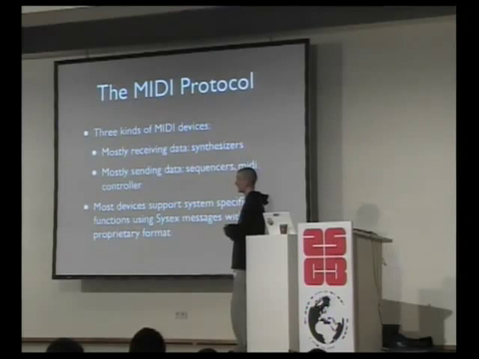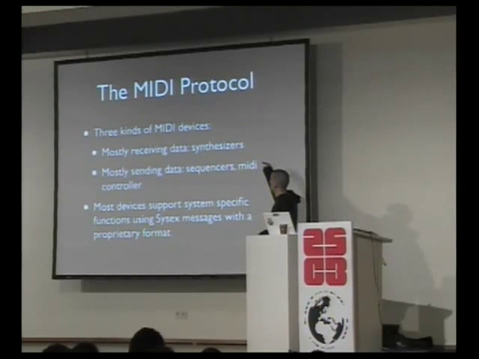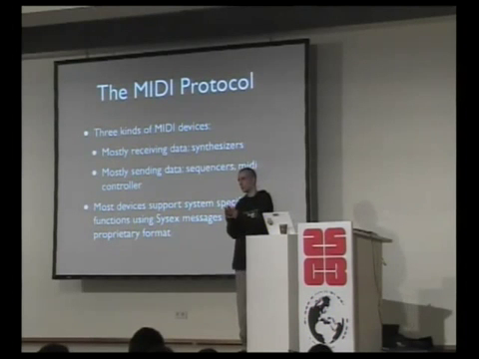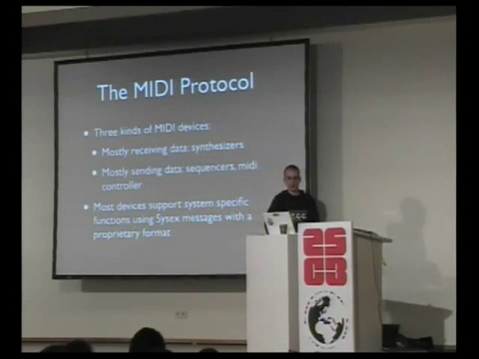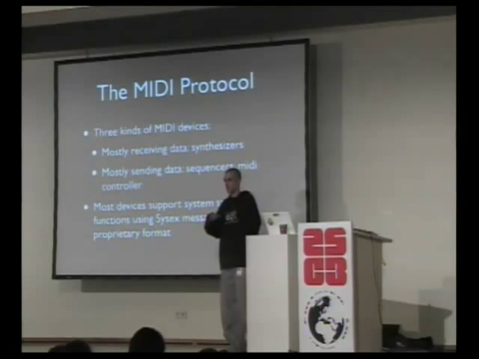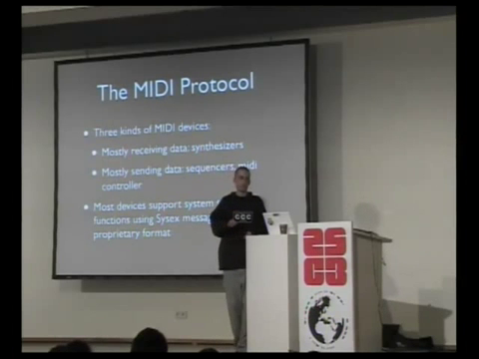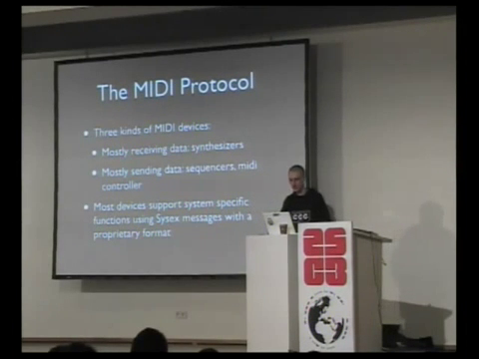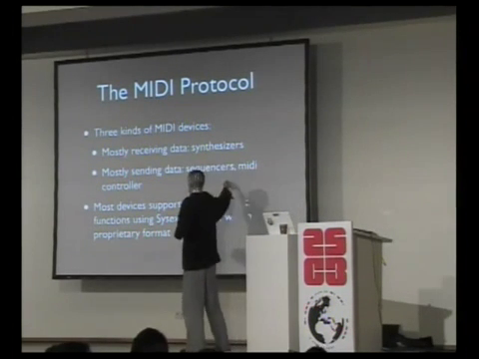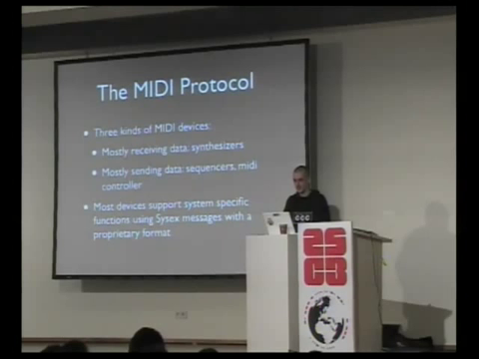And in a MIDI studio, like an electronic music studio, you usually have three kinds of devices. The first kind of device is mostly receiving data, and that's the synthesizer. So they just receive, for example, play this note, and the synthesizer will play the note. Then you have devices mostly sending data, which are sequencers, which play back MIDI information, and MIDI controllers, which are just used to control other parameters of MIDI devices. And what our hacking is going to concentrate on is mostly sequencers and MIDI controllers, because we can produce sound with them.